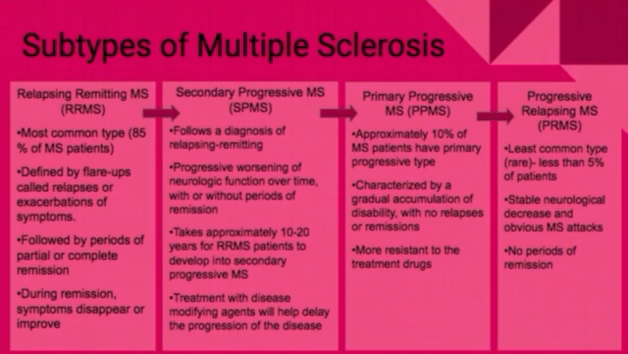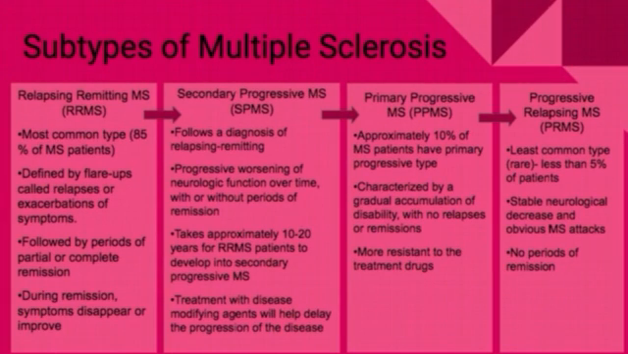Quickly going to touch on the last 2 subtypes of multiple sclerosis, which include primary progressive MS, which affects approximately 10% of patients and is characterized by gradual accumulation of disability with no relapses or remissions. This type is also much more resistant to any treatment with drugs. The last subtype is the most rare, and it is called progressive relapsing MS, which occurs in less than 5% of patients, and it is characterized by stable neurological decrease and obvious MS attacks with no periods of remission.